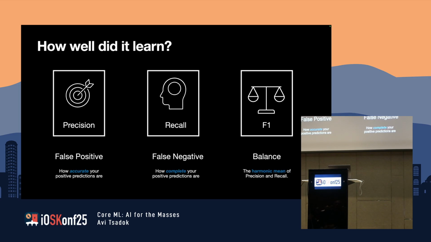For example, if it's really important for you to not miss anything, for example, if it's a health app and you want to scan or analyze an image, then you want a really high recall. But if it's okay, then you can have a lower recall, that's fine. And the same goes for precision. And the balance, the F1, what you see here, is the balance between these two values.